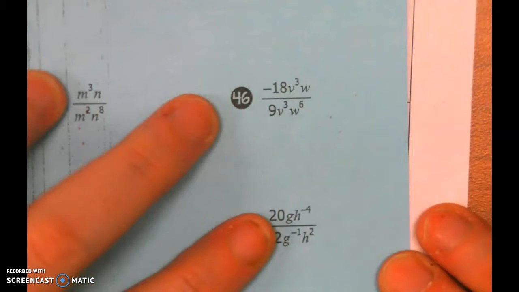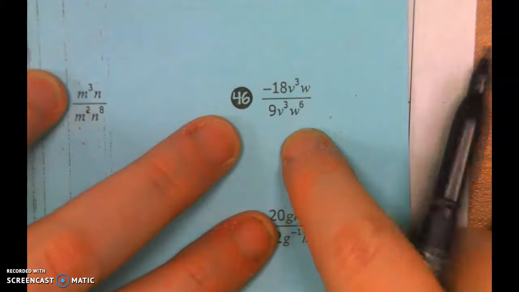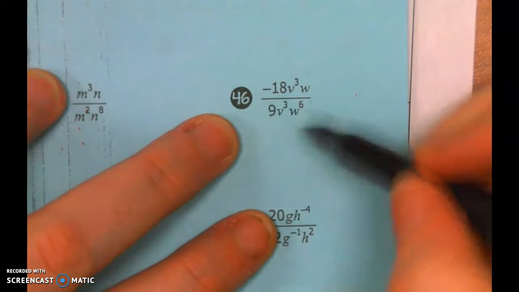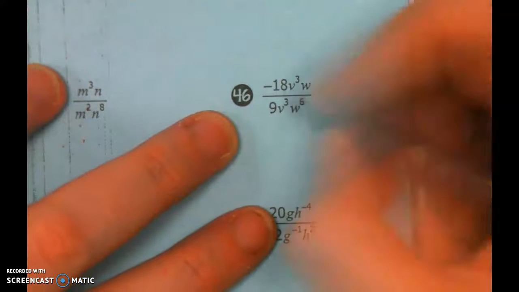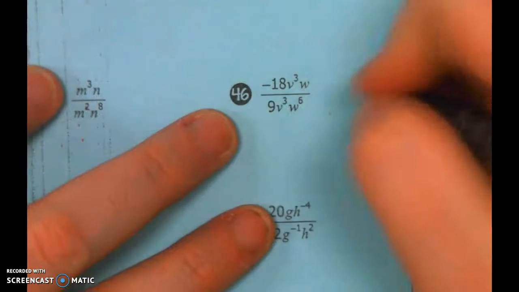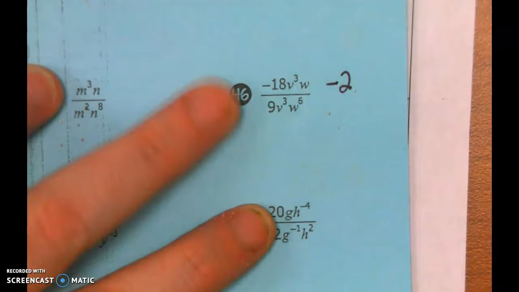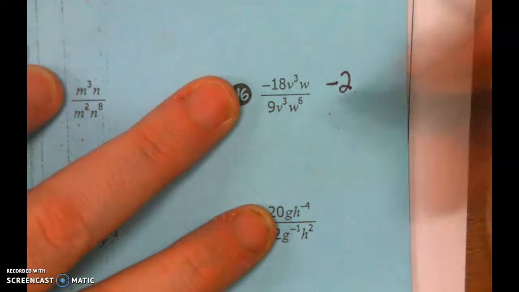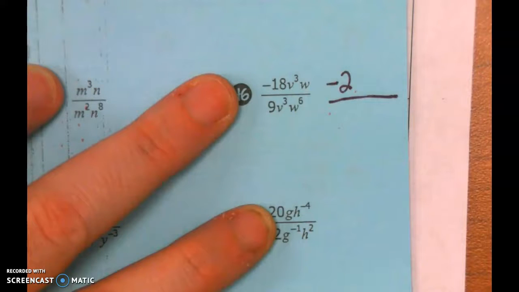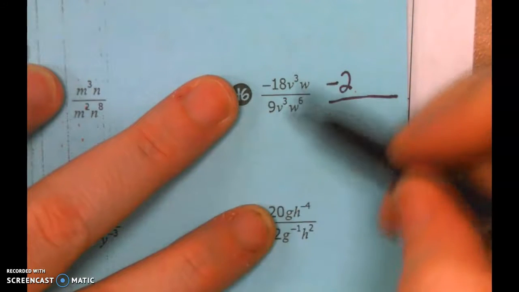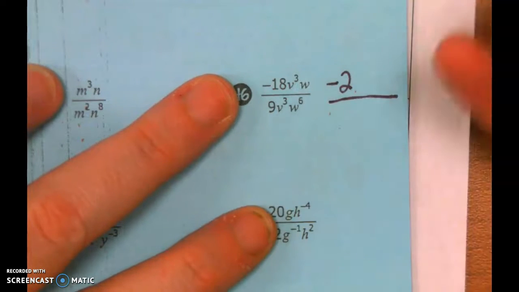Look over here at 46. When you have just regular division of regular numbers, go ahead and just do that. So negative 18 divided by 9 is negative 2. And it's over 1, so we don't need to put anything down in the denominator. Okay, v cubed divided by v cubed? Well, those are the exact same.